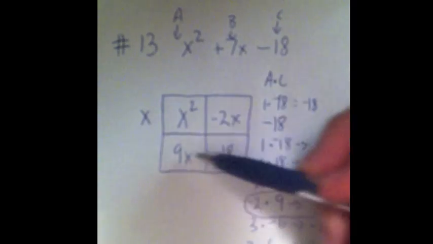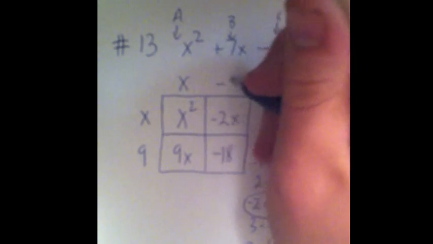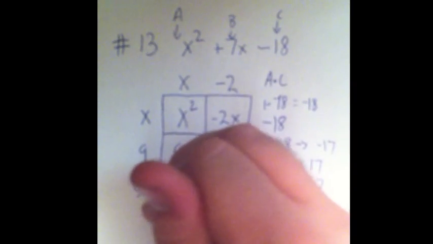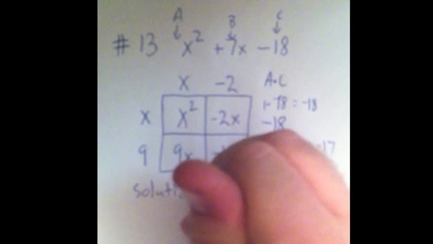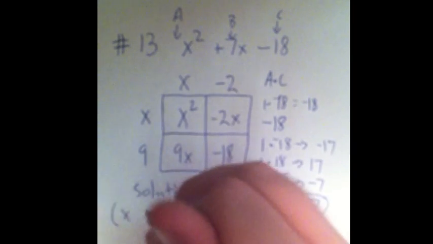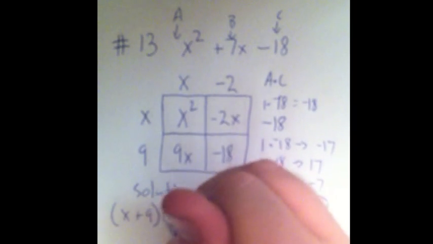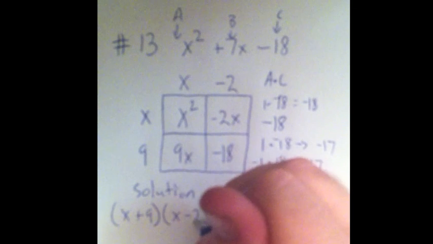Top row, common factor is x. Bottom row, common factor is 9. First column, x. Second column, negative 2. So our solution is x plus 9 and x minus 2.